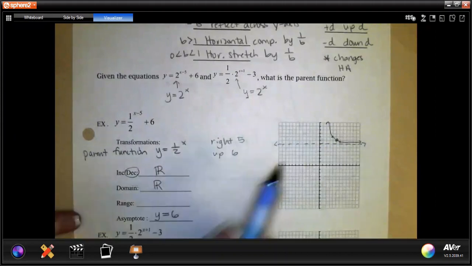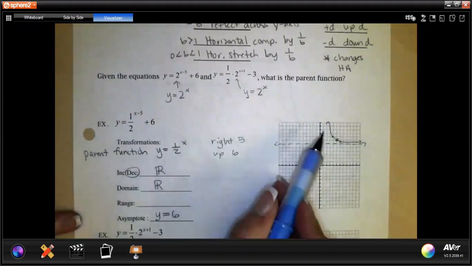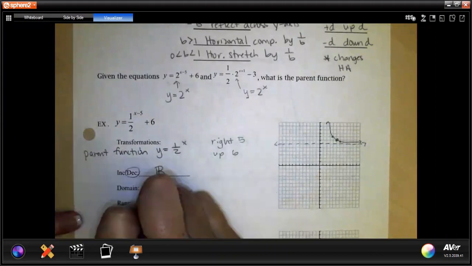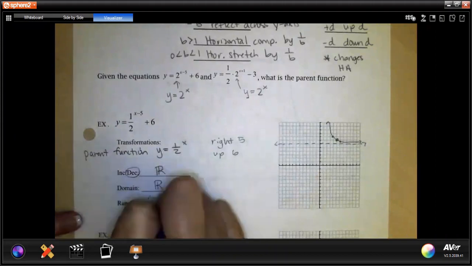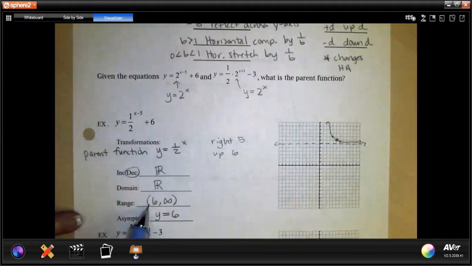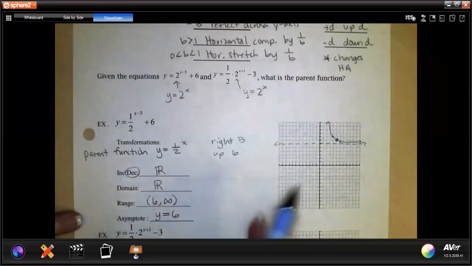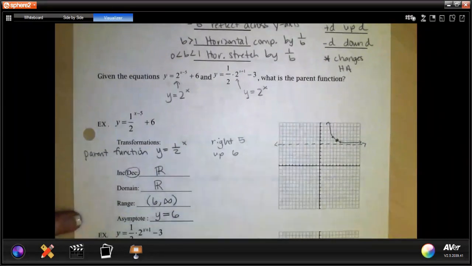For our range, all of our values are above that 6. And so this would be from 6 to infinity. Notice I have a parentheses there. That's because there is no point on 6. Remember, it's only getting close to 6. It is not touching. So this would be from 6 to infinity.